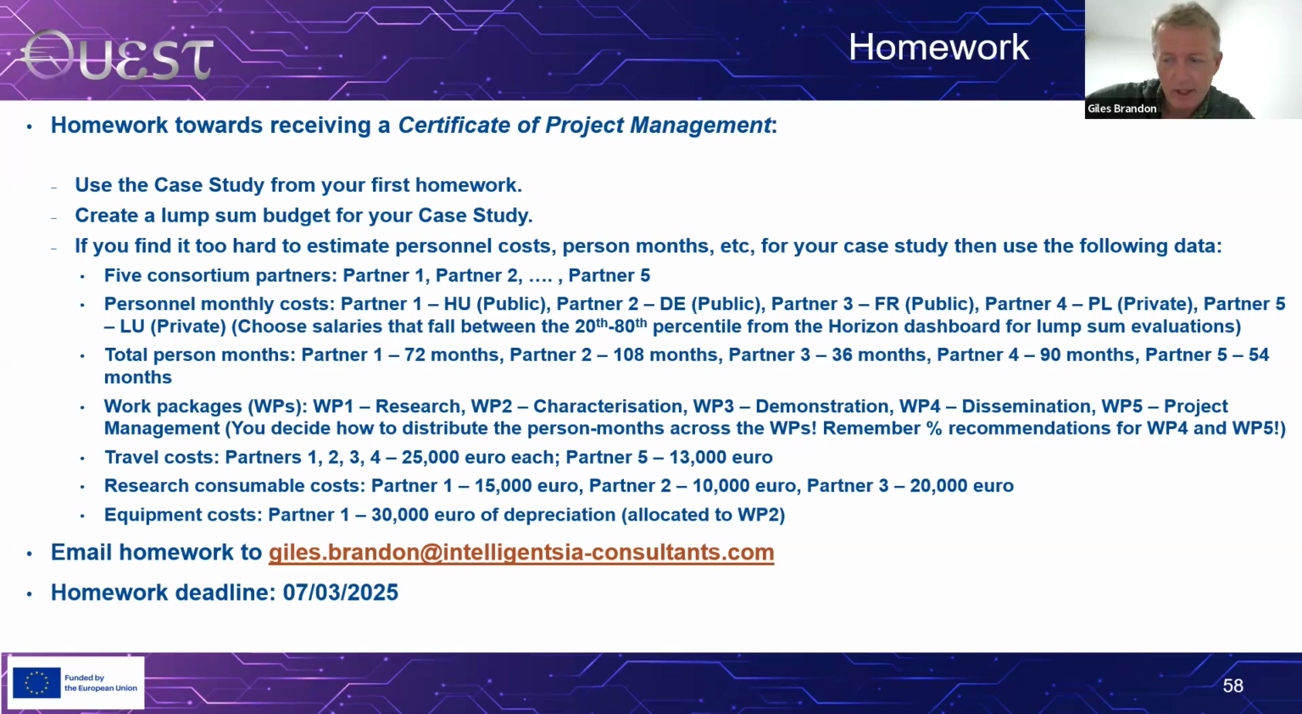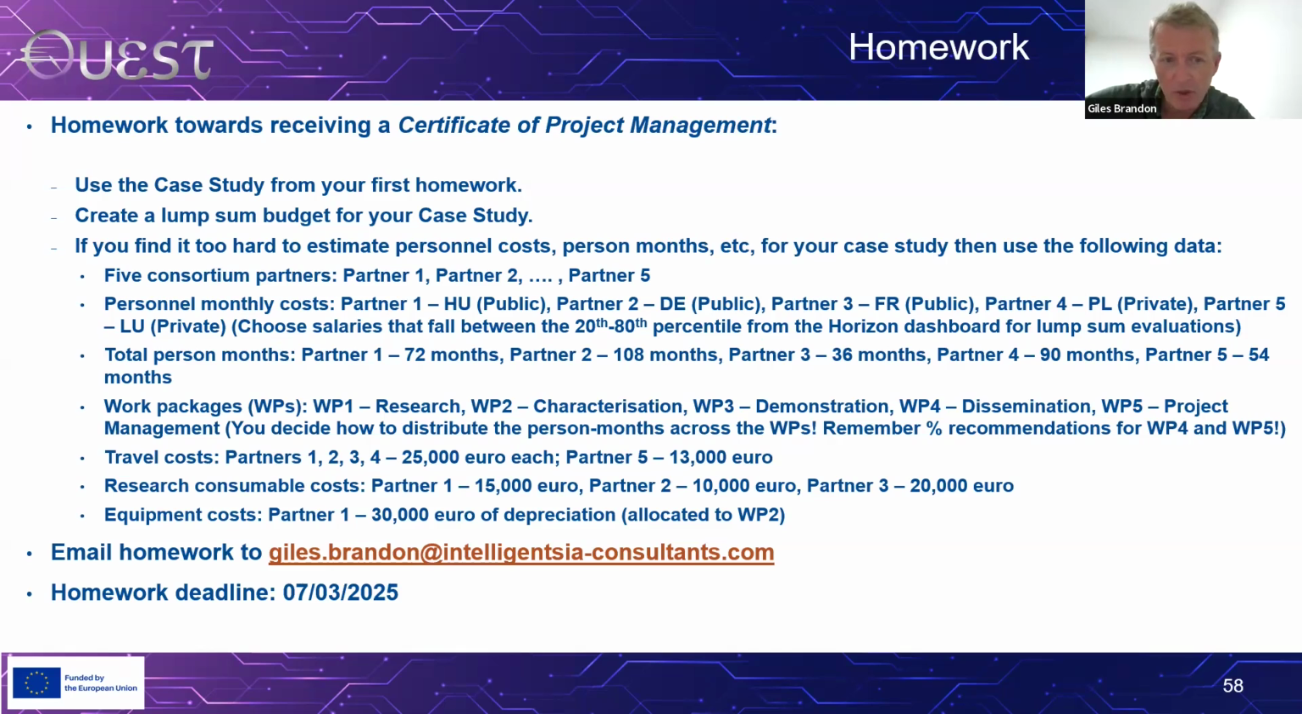Now, we talked about this Horizon dashboard for lump sum evaluations. You're going to need to go and have a look at that and choose salaries for these 5 partners that fall, say, in the sweet spot between the 20th and 80th percentile. Or if for some reason you decide to choose a personnel month that's outside those percentiles, write a little justification as to why. For the total person months, for partner 1, assume it's 72 months, partner 2, 108 months, and so on and so forth.